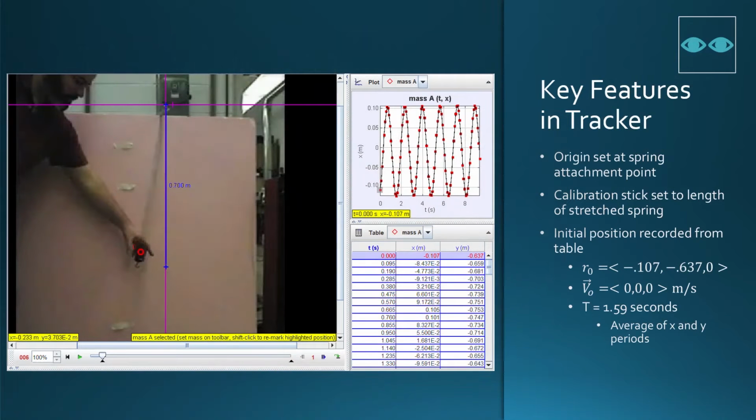You can see my Tracker model here with the calibration stick here and the axes set with the negative y direction downward. Over time I modeled the position using center of mass to get this data here, which is the x data. There's also a graph that I will show later of the y data. I calculated the initial position using the Tracker data, as well as the initial velocity being at rest, meaning that it was 0. I found the period to be 1.59 seconds, which I will discuss later, which I used as the average of the x and y periods.